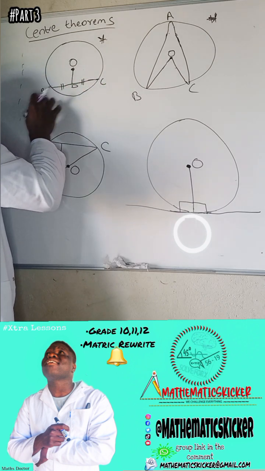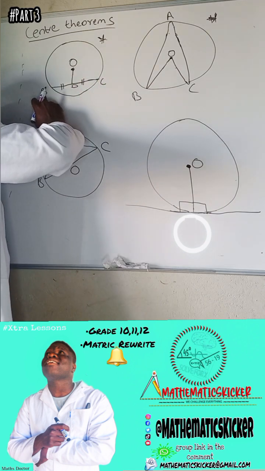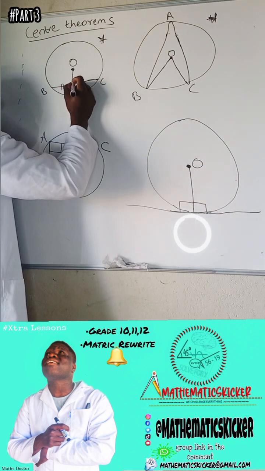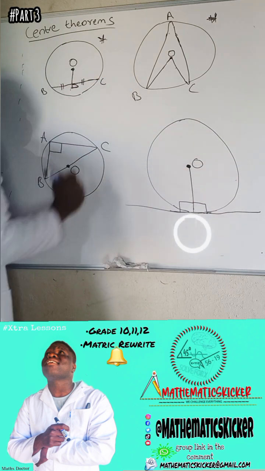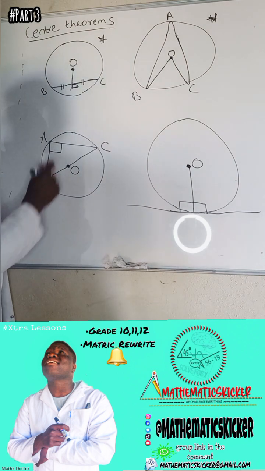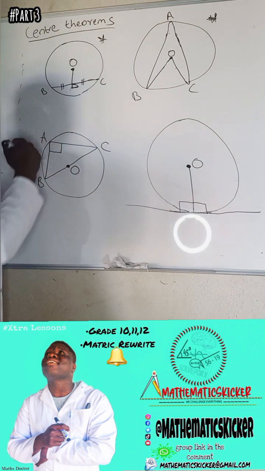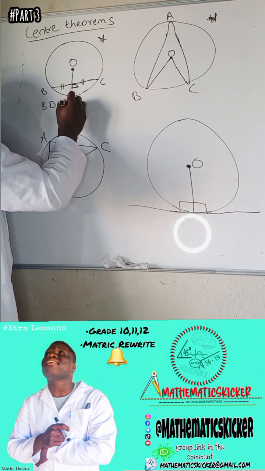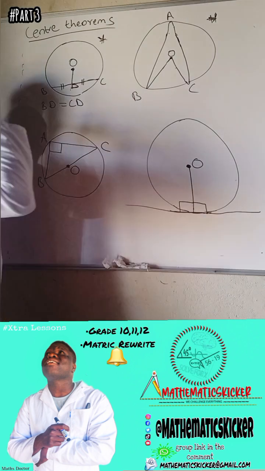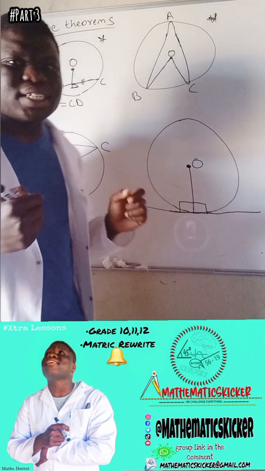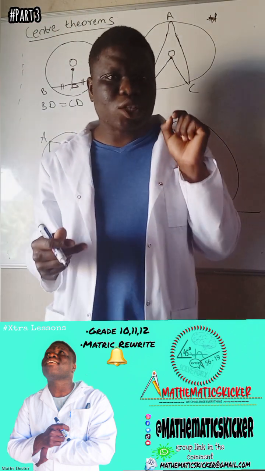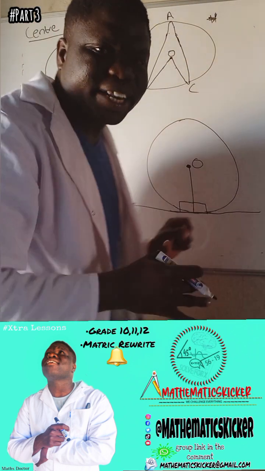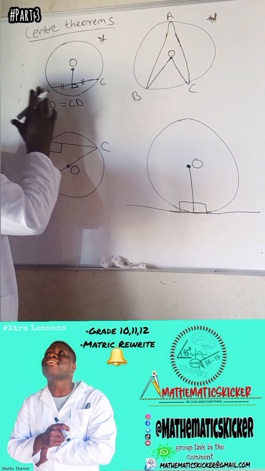We talked about it, that BC is a chord, in the previous lesson. It cuts BC into two equal parts. It means BD is equal to CD. To conclude this theorem, we'll say BD is equal to CD. The reason is: a line drawn from the center of a circle perpendicular to a chord bisects the chord. That is the reason for this theorem.